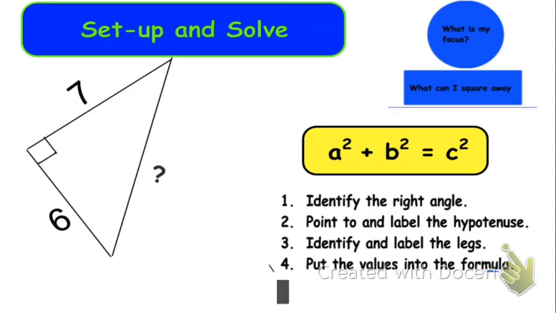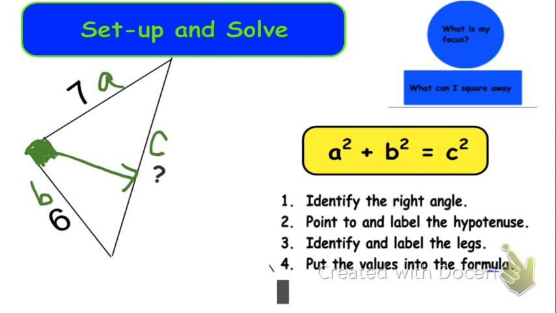Okay, so now we're looking at problem number 2 on your paper, and we need to find leg C. Once again, I'm going to identify and label my right triangle, and I'm identifying it by coloring it in. I'm going to point to and label my hypotenuse, which is leg C. Then I'm going to identify and label my legs. This is leg A, this is leg B.